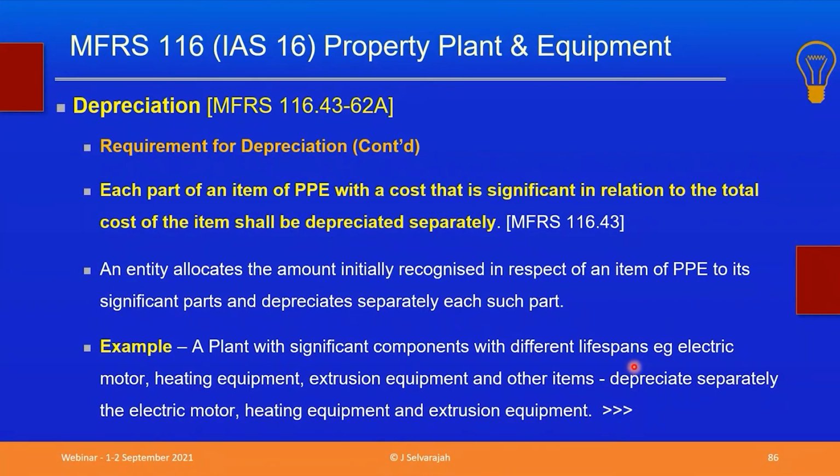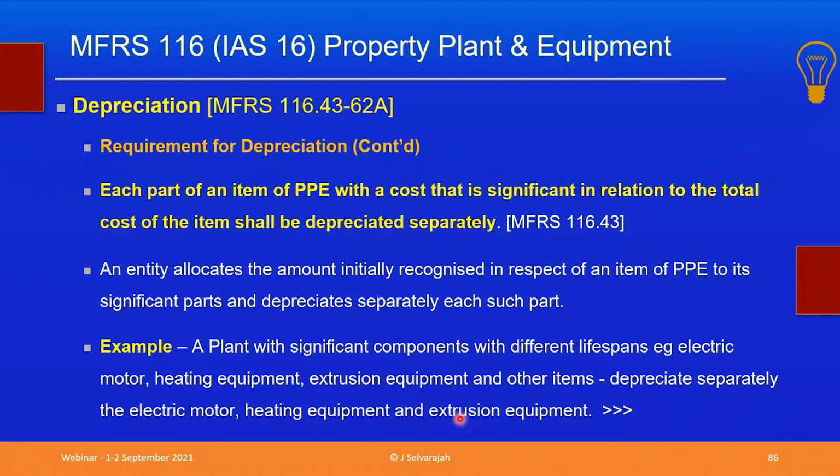But it's with different lifespan. Electric motor, heating equipment, extrusion equipment, and other equipment depreciate separately. Electric motor, heating equipment, and all this will be separately depreciated. So if you have a logging concession, the logging equipment is a lot of things, and they have many components to them. Each of those components has a very different lifespan. So you have to actually look at the lifespan of each component. You must have knowledge of this, and the management must get the information also.